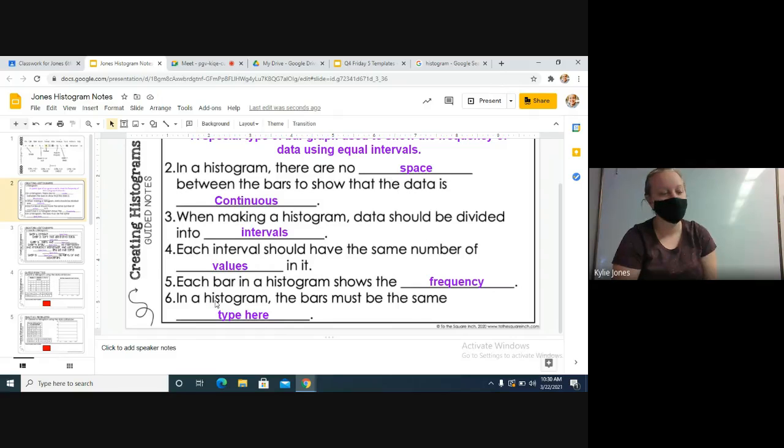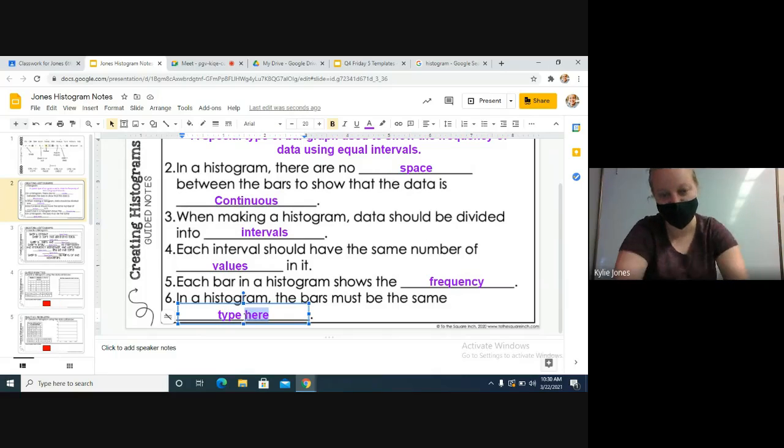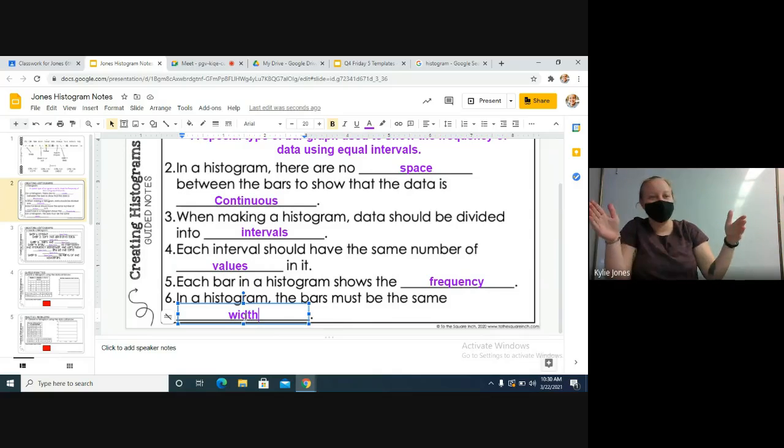And then number 6. In a histogram, the bars must be the same width. I'm not going to make you guys guess that one. The same width. So one's not super long and wide, and the other one super skinny, and then another one really long. They're just all the same width. Okay?